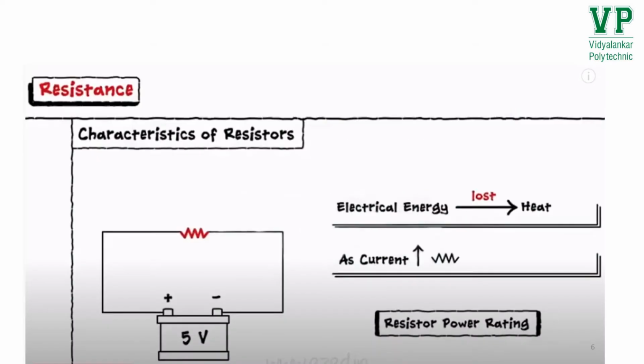Two main characteristics of a resistor are its resistance value and power dissipation or power rating. When an electric current passes through a resistor, electrical energy is lost by the resistor in the form of heat. Greater the current flow, hotter the resistor will get. This is known as resistor power rating.